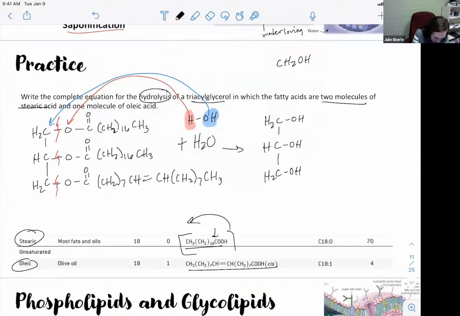So now, for time's sake, here's what I'm going to do. Don't do this on the exam. I won't give you points, but I'll just say stearic. We get stearic acid again. And then we get oleic acid.